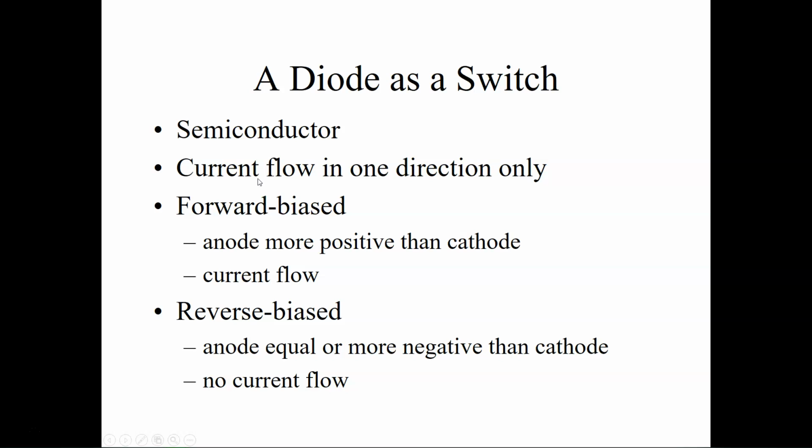So current flows in one direction only. You have two different biases on these, the forward and the reverse. For the forward bias, you have to put your anode at a more positive voltage than your cathode, which we'll talk a little bit deeper about when we get to lab.